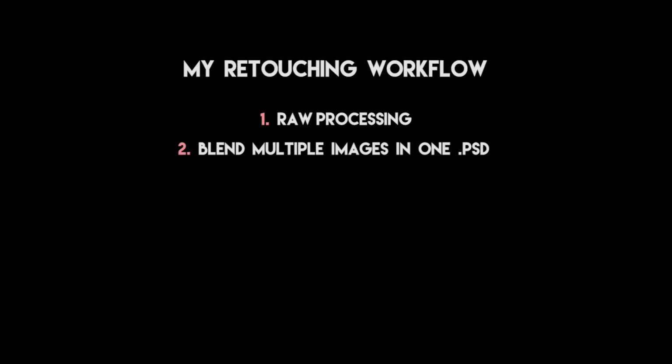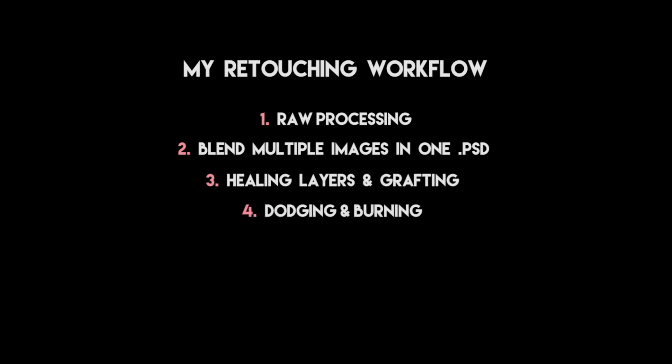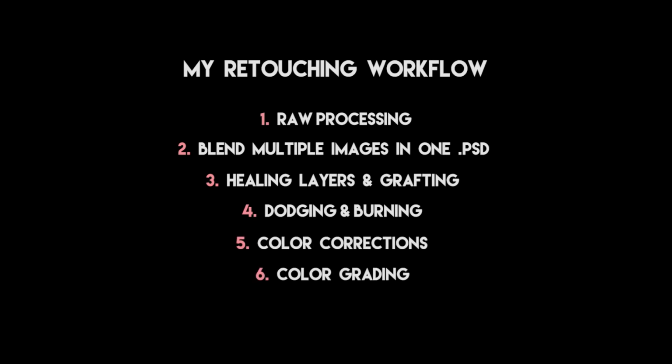So for me, the process is, of course, raw processing in Capture One or Adobe Camera Raw or Lightroom, whatever you're using. Get that image into Photoshop. If you're blending multiple images, get that all done. Then create your healing layers, any sort of grafting, and then work on your dodging and burning, and then do any sort of color corrections, and then finish off with color grading. That process will leave you with a fairly non-destructive workflow and give you the maximum flexibility. When there's things like liquify, I generally recommend doing that at the end as well. We can create a smart object out of everything and just apply our liquify to that smart object. So that's also a good thing to leave to the end.